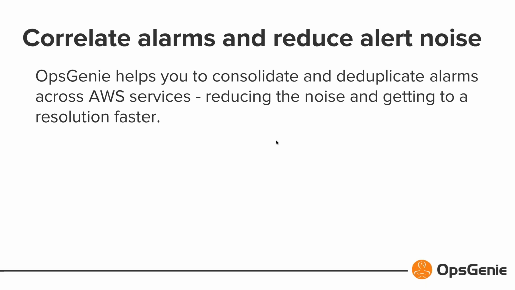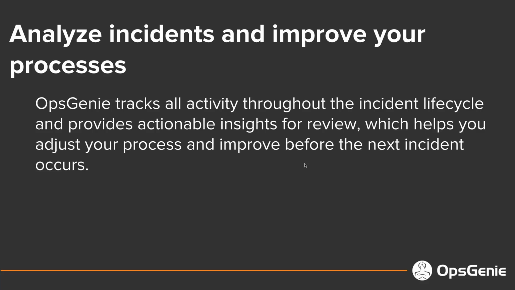Correlation, or consolidating and deduplicating. I think that's a big piece. Particularly today, we're talking about AWS services and reducing the noise. That applies across the board, no matter what integration you're using. It's the ability of our flexible rules engine and the knowledge on the back end to say, no two alarms in this case, or alerts, are the same, and to be able to consolidate and deduplicate as needed. And then analyzing incidents and improving your process.